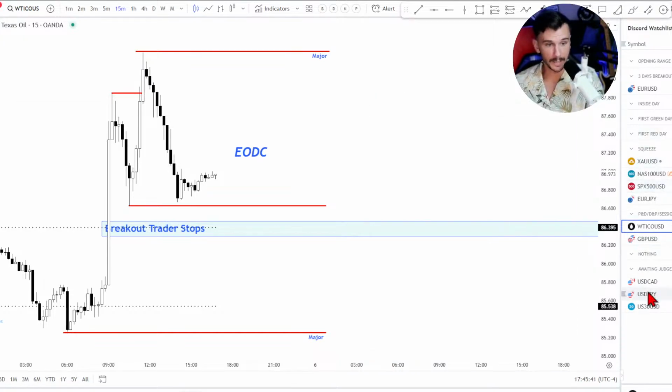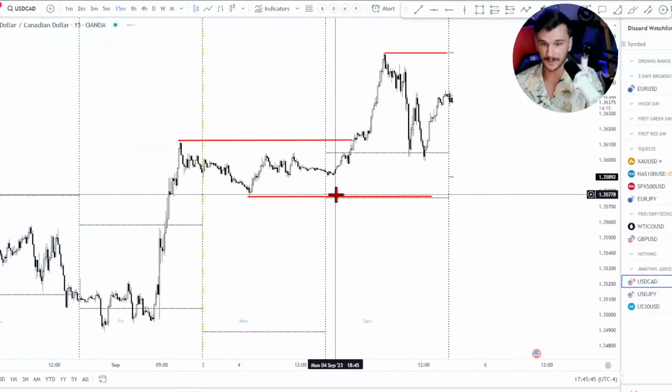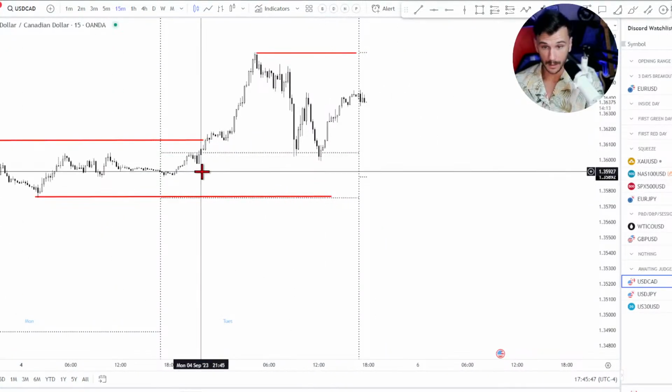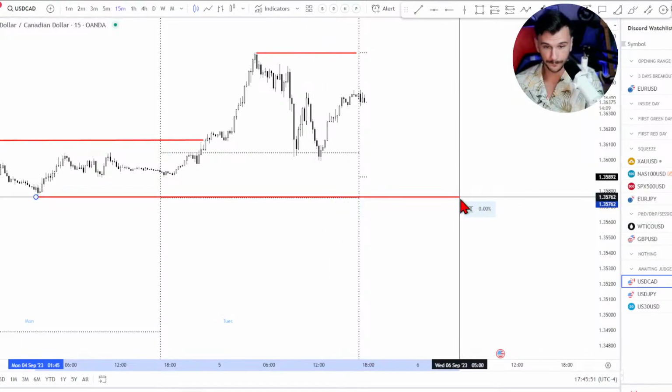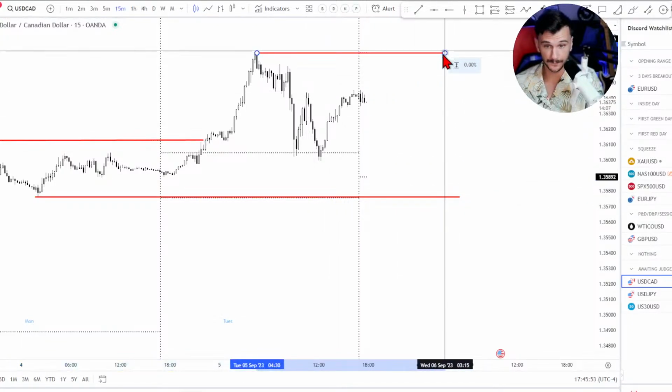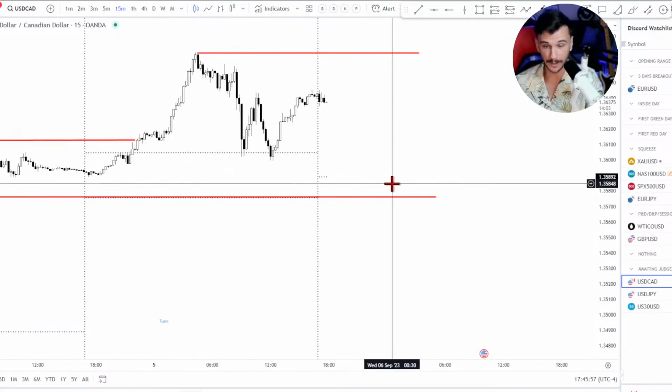Okay, so I've got oil categorized. We got US dollar CAD. I'm sure it looks actually not very similar. Interesting. We have a low all the way down here. Then they've come up. They've made a high, which would have confirmed this low. This is our box that we're trading within. As far as the week goes, they've extended that range. This is our high-low for the week.